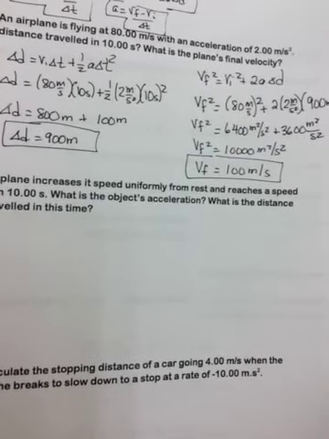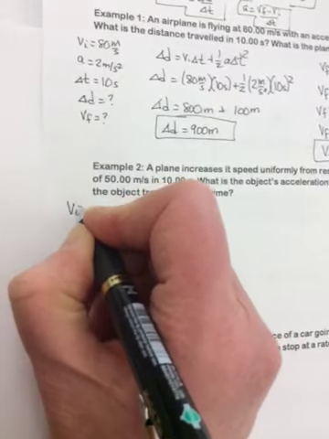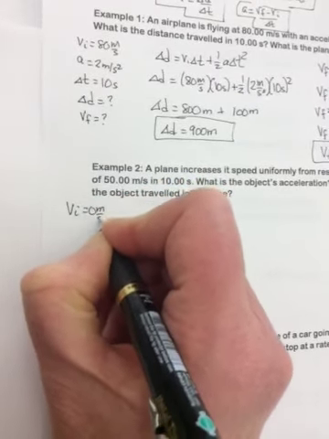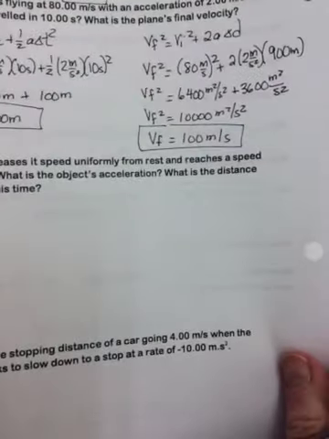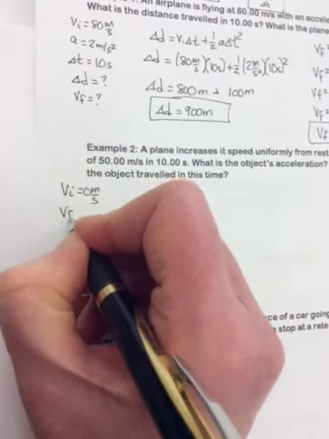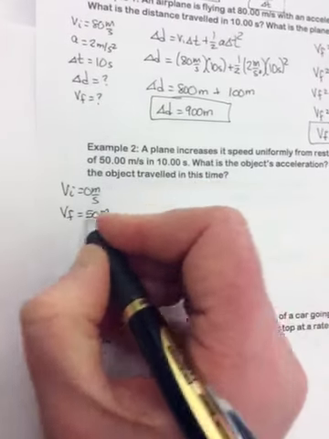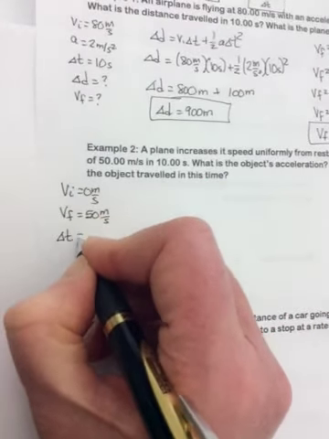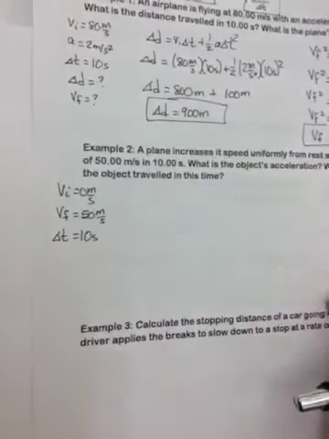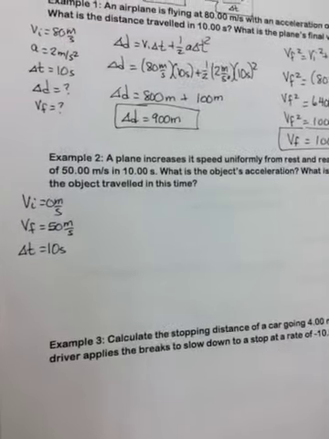A plane increases its speed uniformly from rest. From rest means VI is 0. Uniformly from rest until it reaches a speed of 50 meters per second. VF then is 50 meters per second, in 10 seconds, so delta t is 10 seconds. What is the object's acceleration and what is the distance the object traveled?